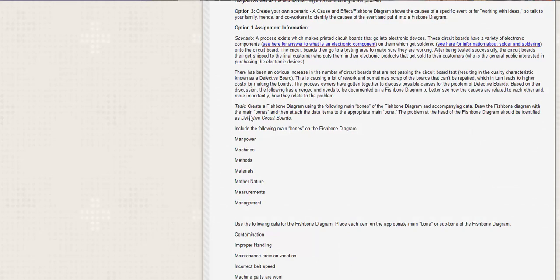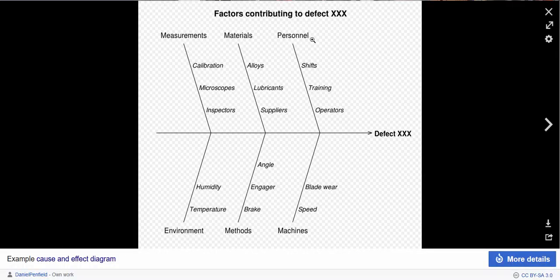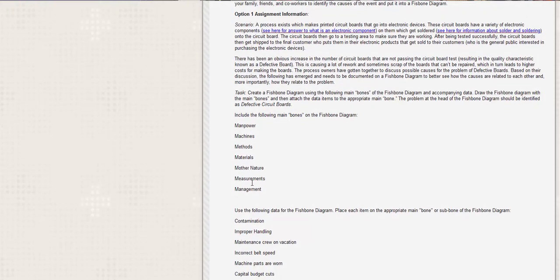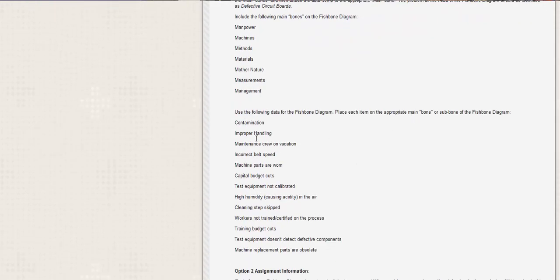Draw the fishbone diagram with the main bones and then attach the data items to it. So just exactly like this. We've given you this part and you fill this in. Using the following data, place these. So if these are your main bones, where do these go?